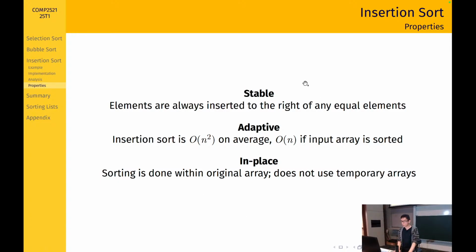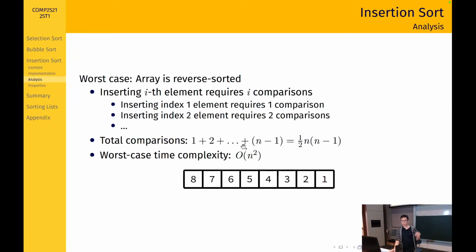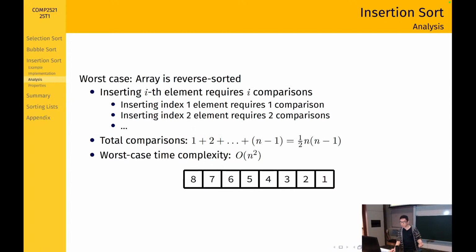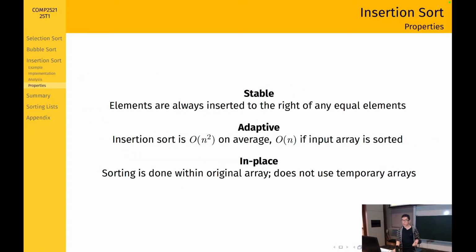And insertion sort is adaptive, as we saw by comparing the best case and the worst case and average case. So best case is O(n), average case is O(n²). Okay, and insertion sort is in place. Just like bubble sort and selection sort, it doesn't use any temporary arrays.